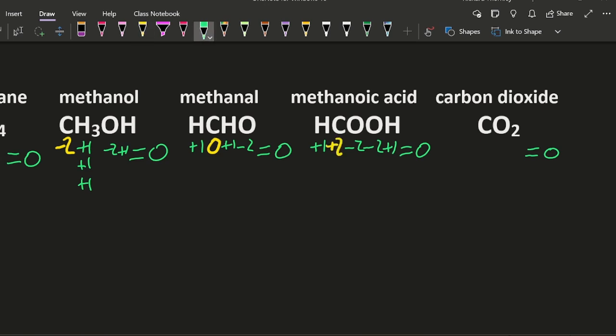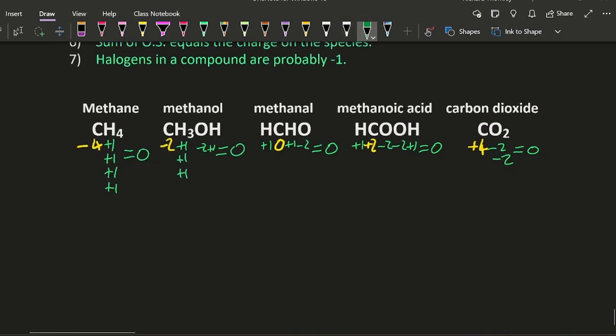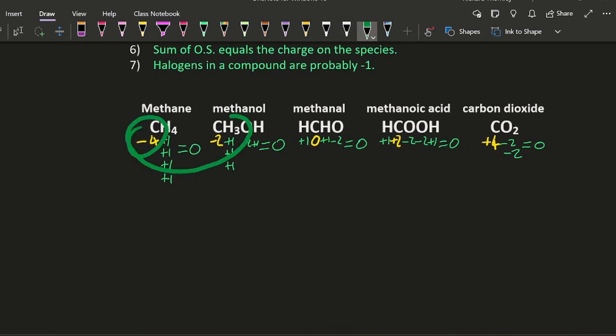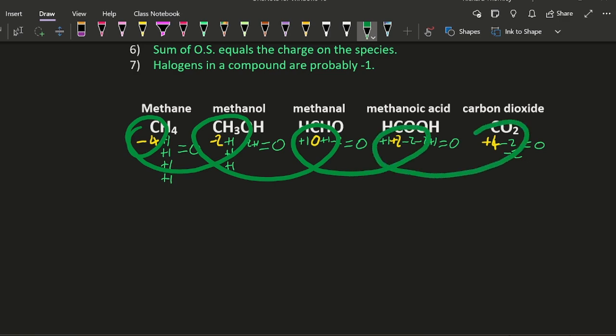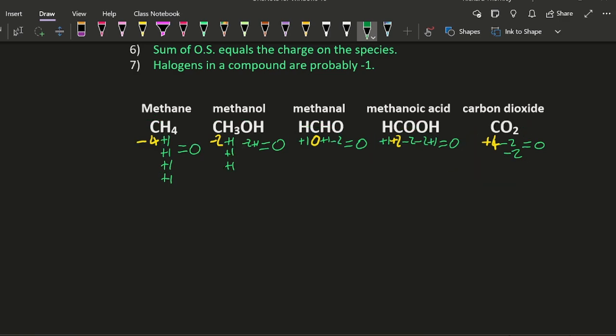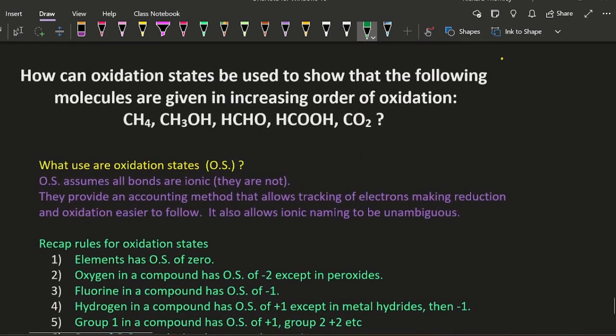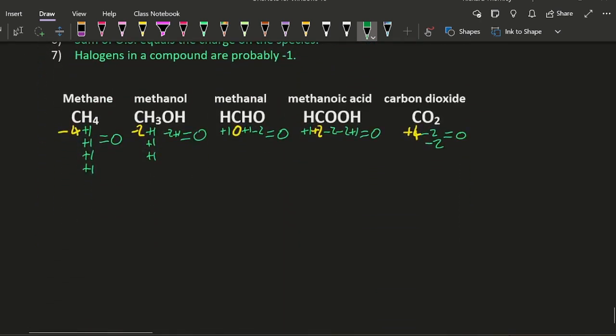And in carbon dioxide, oxygen is minus 2, carbon's plus 4. Okay, so they want you to look at the pattern. So it goes from minus 4 to minus 2, 0, plus 2, plus 4. So what does that mean then? Well, the question's talking about increasing order of oxidation.